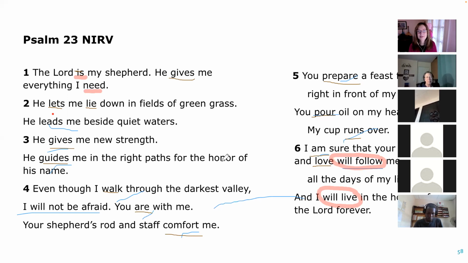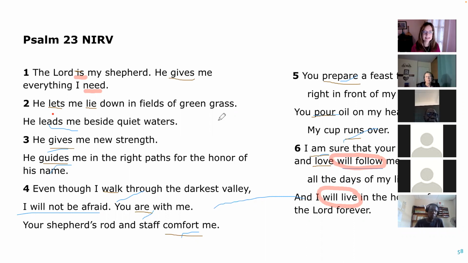So as we go through this verse and we consider what do we learn about this shepherd? What do we learn about the characteristics of this shepherd, and what does this shepherd do? We can go through these verbs. So he gives me everything I need. He leads me, he guides me. He prepares a feast for me. He protects me. So we're going to take a look.